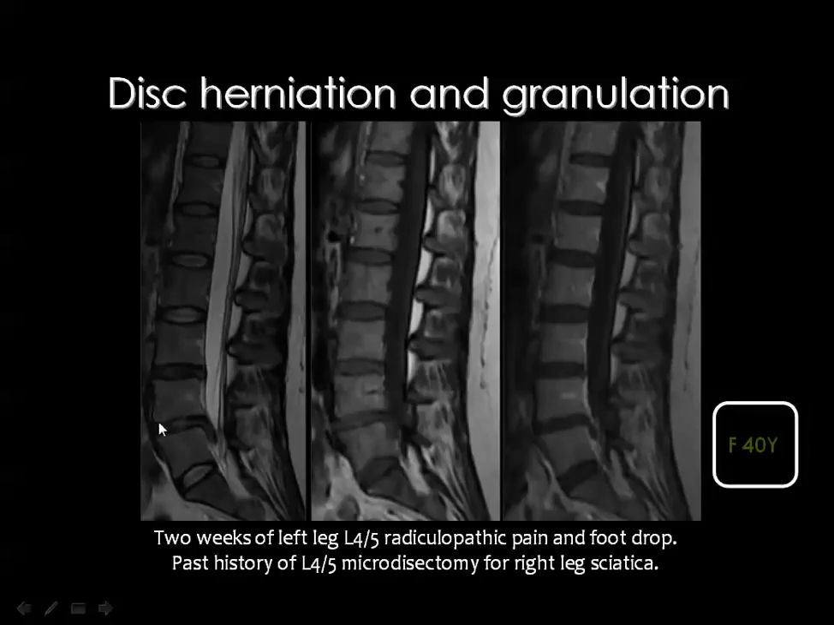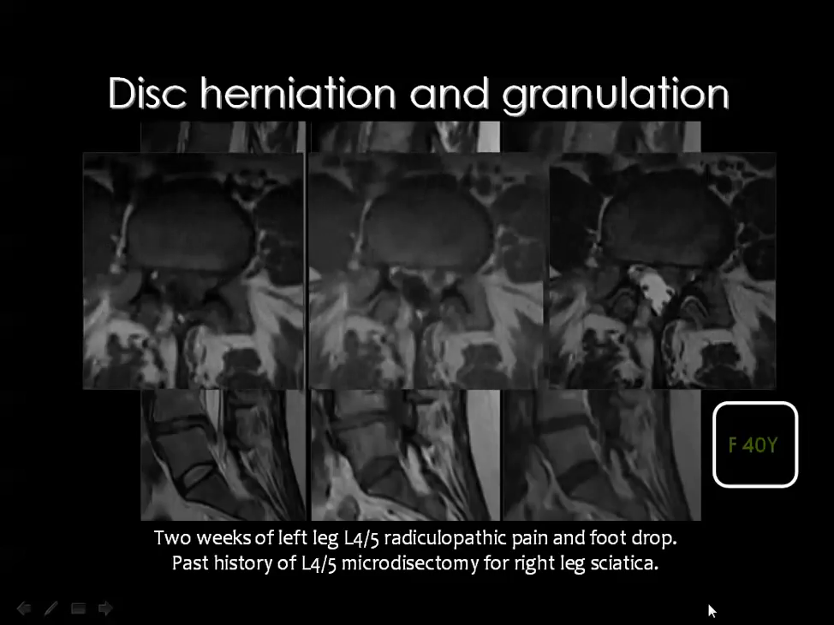You can see here that the L4-5 disc is herniating and is migrating caudally. But this is not the actual size of the disc. In the post-contrast image, you can see there is enhancement of the epidural space, which represents the granulation tissue surrounding this herniating disc. And in the axial image, this is T1 before contrast, T1 after contrast, and T2.